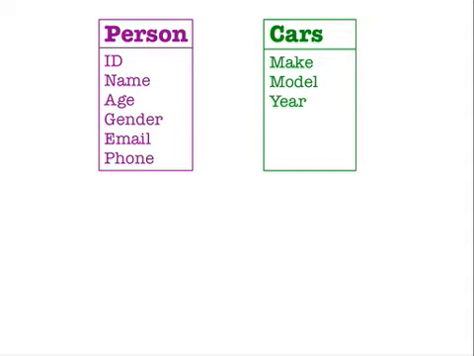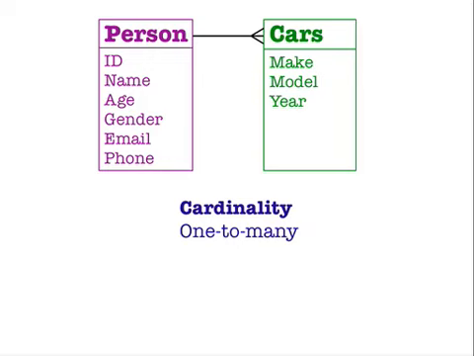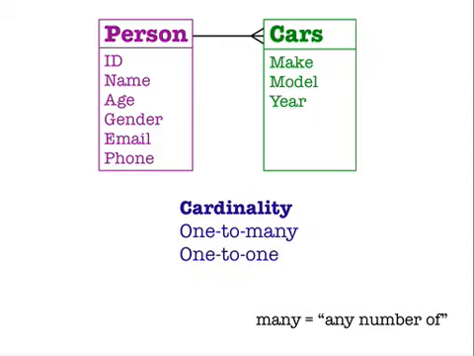There is now a relationship between people and cars. A person is said to own cars. We will say that the cardinality between person and car is 1 to many because one person owns many cars. Many in database speak means any number of, including 0. Other cardinalities are 1 to 1 and many to many.